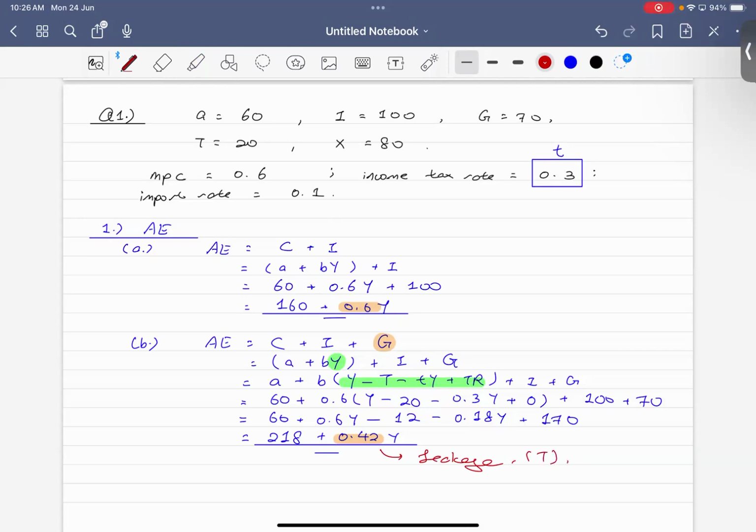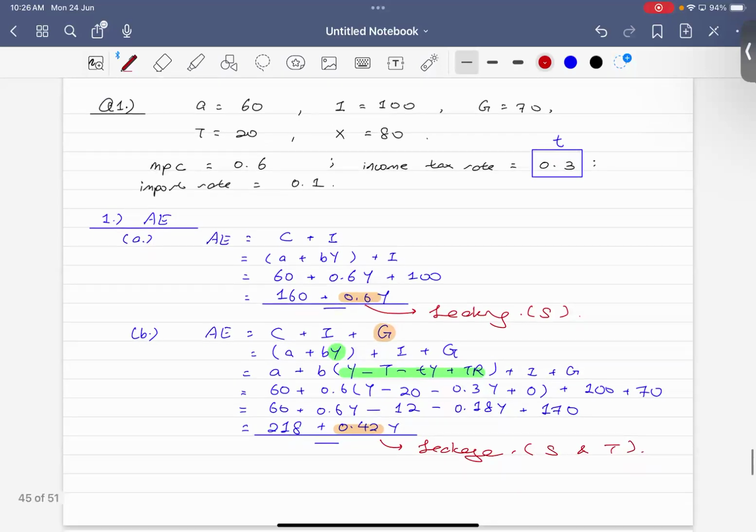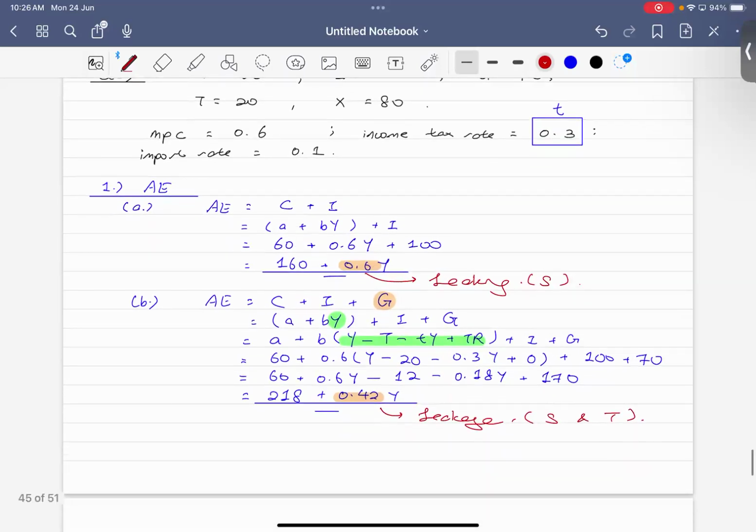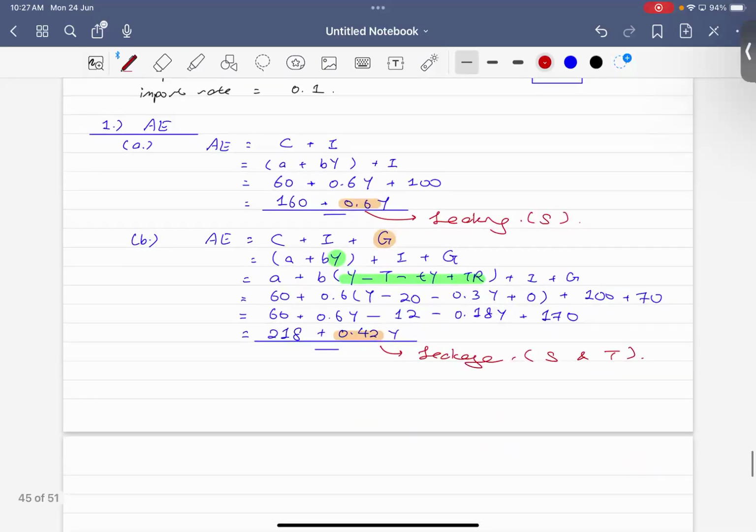At first, the leakage over here is only saving. Remember we said you earn 1,000, 60% is spent. So where's the rest of the 40%? It goes for saving. But here now in the three sector economy, the leakage is saving and at the same time taxation. So you can see because of the leakage, it becomes a smaller value. Can understand? Very, very important.